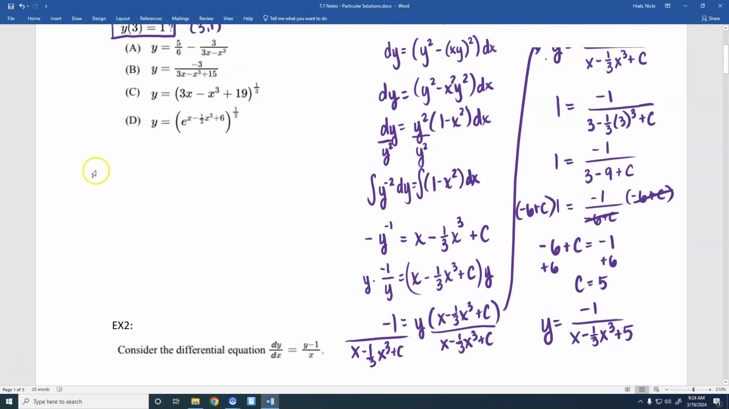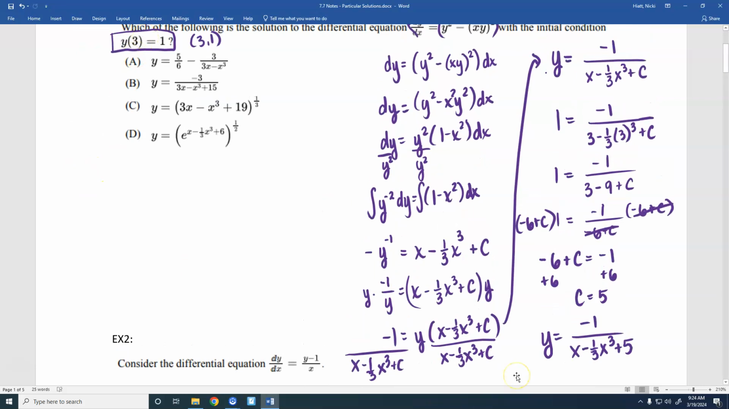So, which one of these do you guys think it matches, and how do you get it to match? B. Okay, B is going to be correct. What could I do to my answer that I have now to get it to match B? You like multiply by 3. Multiply by 3 on top and the bottom. And if I do that, I'll get that negative 3 on top. I'll distribute the 3 to everything in the bottom, and I'll get 3x minus x to the third plus 15. So B would be our answer.